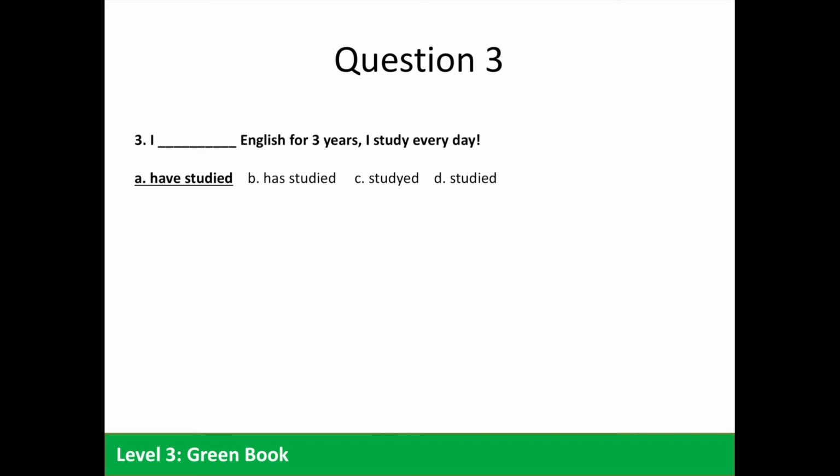Question 3. I blank English for 3 years. I study every day. Again, in this statement, we have an action that started in the past, continued to the present, and will likely continue to the future. So we use the present perfect. We have the subject I, which connects with have, followed by the past participle. So A is the correct answer.